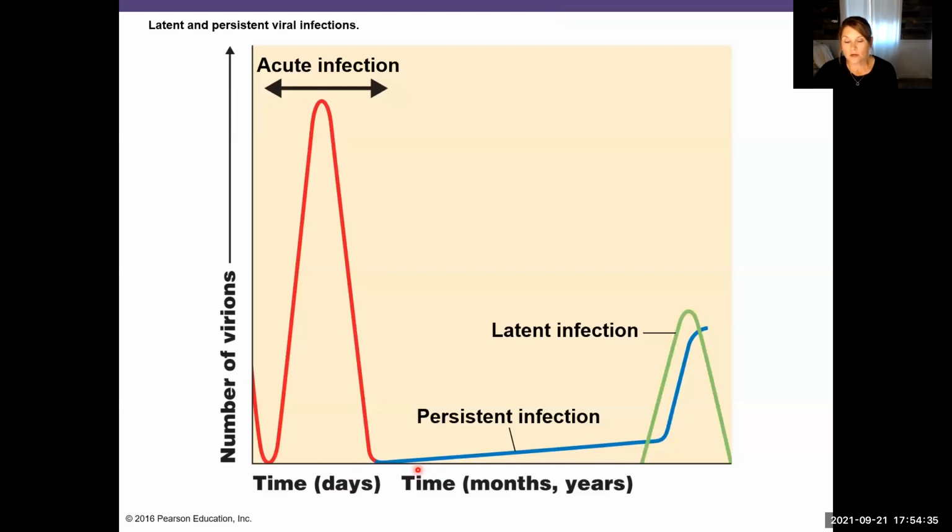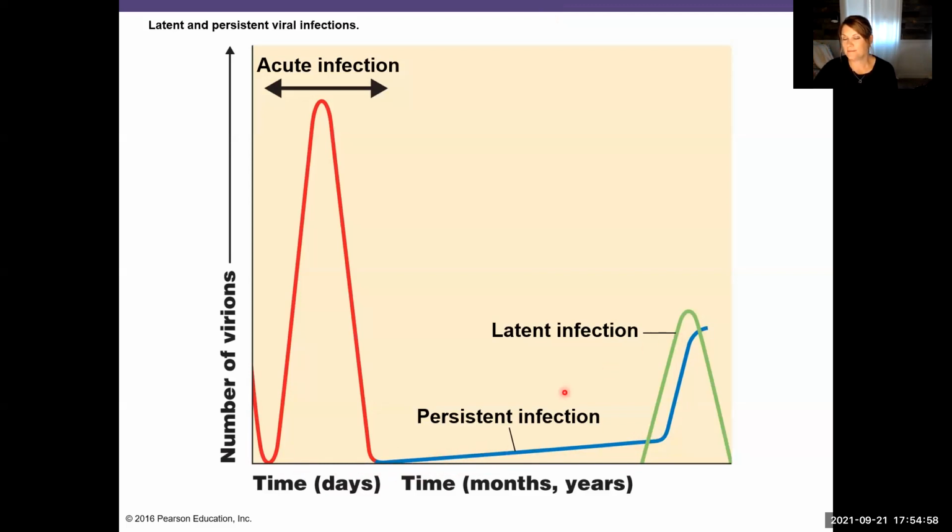Okay, so does that make sense for persistent versus latent? All right, so persistent is usually a one-way street, right? It's not just going to go and come back and be nothing and then come back. It's just persistent in its gradual sort of getting worse, and that's what this blue line kind of shows you here.